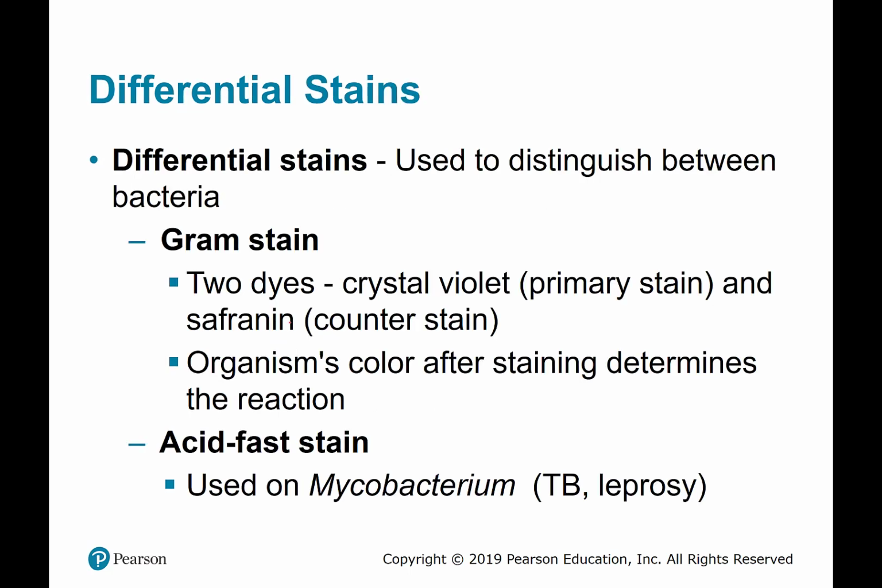So two types of differential stains that we're going to talk about are the Gram stain, which I mentioned, and the acid-fast stain, which is used to diagnose TB as well as diagnose leprosy. So let's first talk about the Gram stain. With the Gram stain, you're going to use two dyes. Crystal violet, which is known as your primary stain because it's the first stain that's used, and safranin, which is a counterstain. And depending on the color of that organism after the staining procedure, that will allow you to determine if that organism is Gram-positive or Gram-negative.